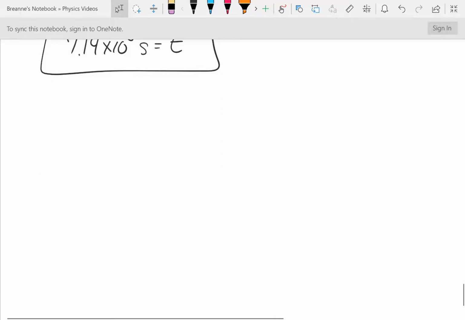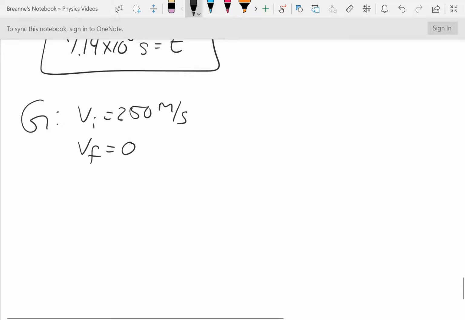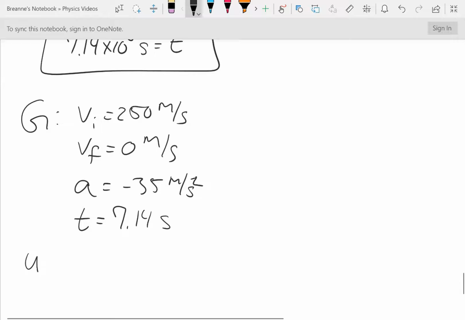Part B is asking for how far did it travel in this time. So our givens pretty much stay the same. Our initial velocity is 250 meters per second. Our final velocity is still 0 because it's still wanting to know how far it took to stop. Our acceleration is negative 35 meters per second squared. And now we know time because we just solved for it, 7.14 seconds. Our unknown we're looking for is delta x.